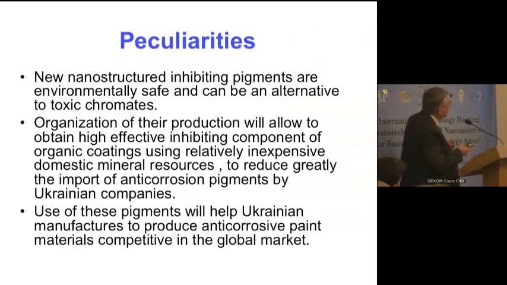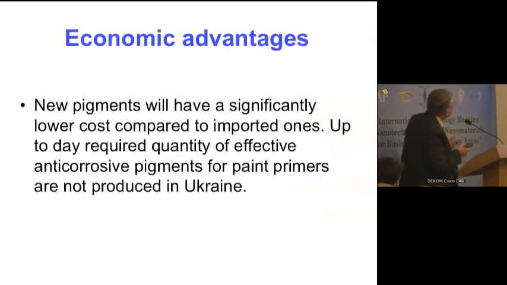to decrease the imports of anti-corrosion elements. Using these pigments will help Ukrainian producers to create anti-corrosion coatings and paints that are competitive on the global market. Economic advantages: the new pigments will have lower cost compared to imported ones.